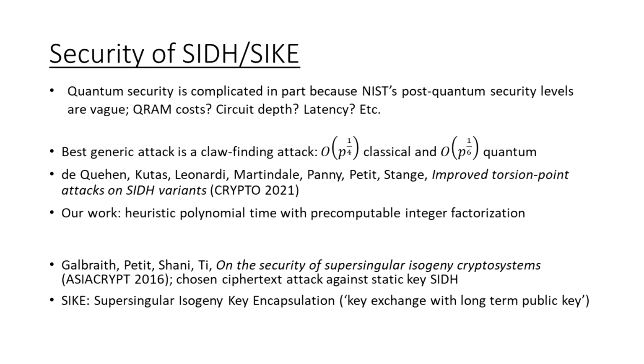And our work, assuming we know the endomorphism ring of the starting curve, is heuristic polynomial time, but we need to do some pre-computation of integer factorizations, but we'll get to that in the end, why we need that. And then another thing for maybe some mathematicians who don't really know what SIKE is, I don't know everybody here. Basically, you cannot use a long-term static key in SIDH, by this paper from 2016.